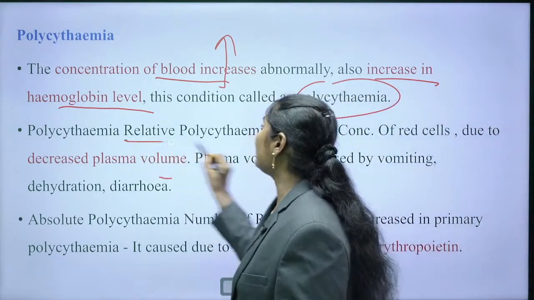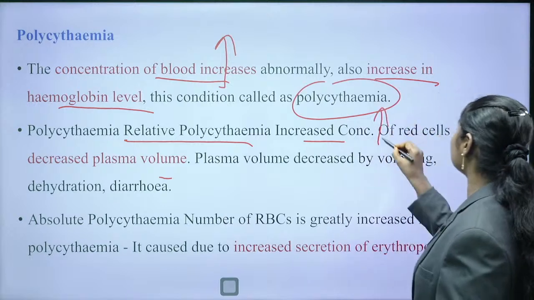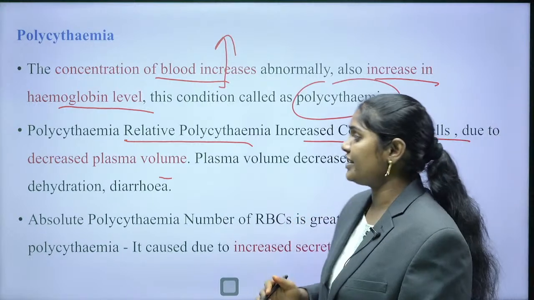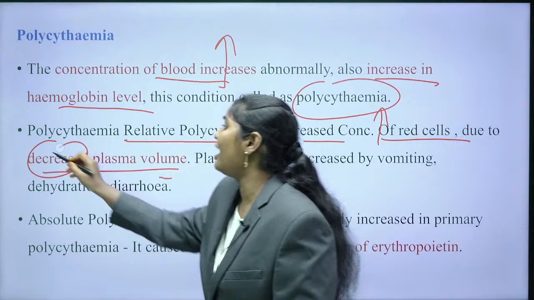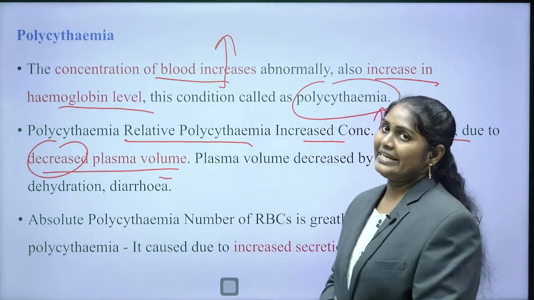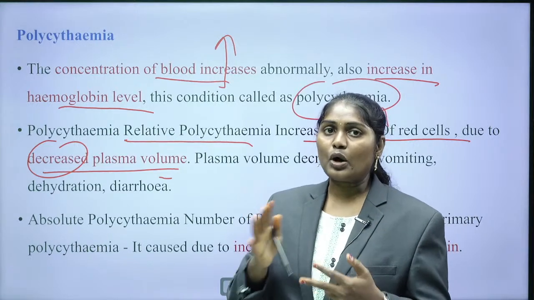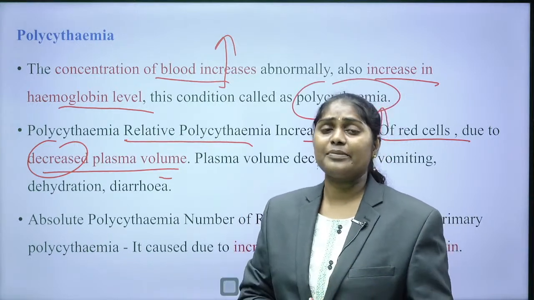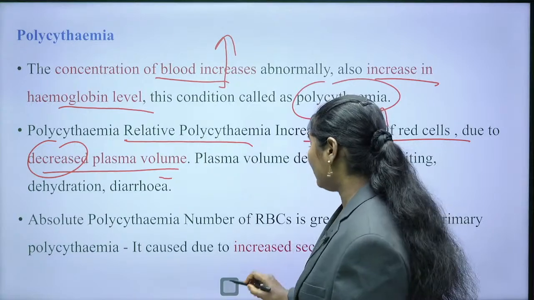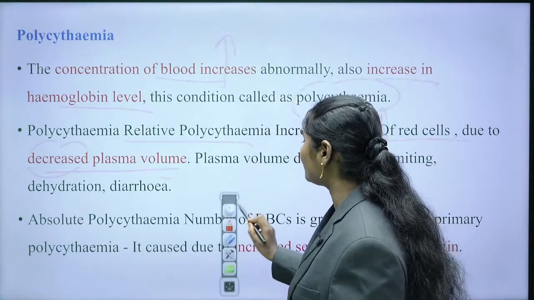Relative polycythemia is increased concentration of RBC cells, especially due to decreased plasma volume. Normally polycythemias are of two types. The increase in the cells will be because of two conditions. I will tell you what those conditions are with a flow chart.